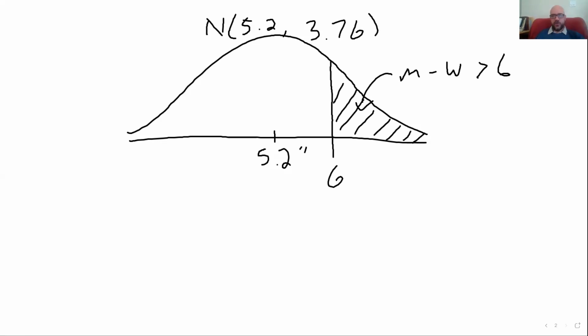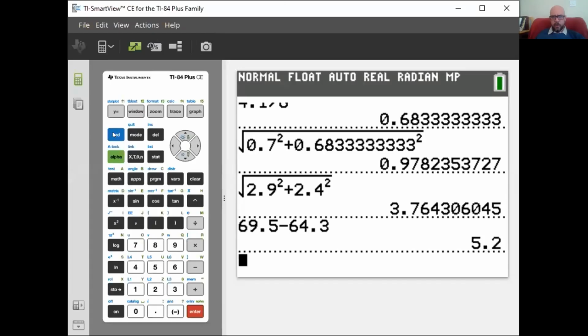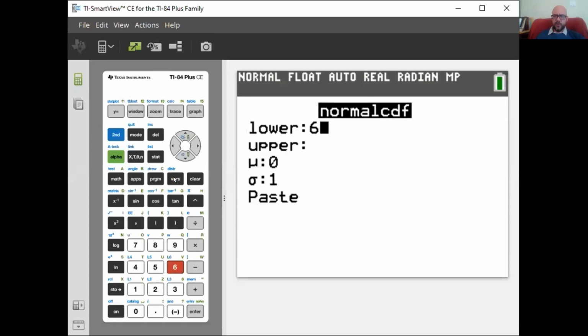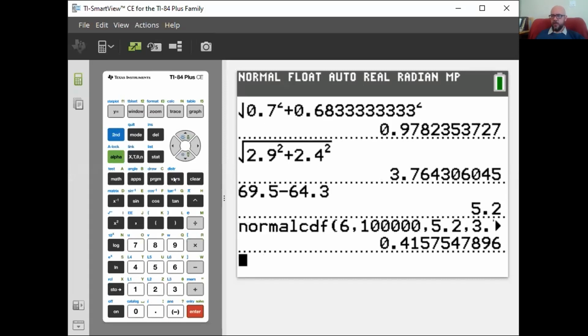So if I want to find that, I just do normal CDF, of course. Normal CDF of 6 to infinity with a mean of 5.2 and a standard deviation of 3.76 will give me what I want. So let's do that. We're going to go to second bars, normal CDF of 6 up to infinity, so it's a large number, with a mean of 5.2 and a standard deviation of 3.76. And there we go. It is 41.6% likely that the man will be at least 6 inches taller than the woman, which I hope seems at least generally plausible to you.